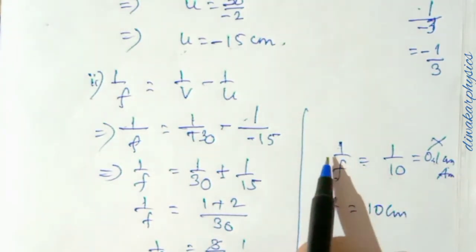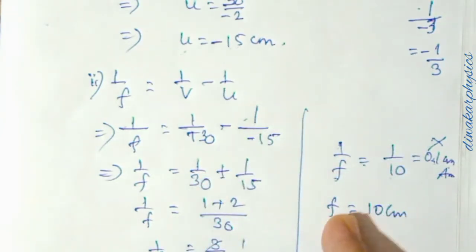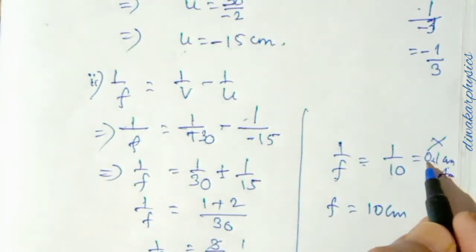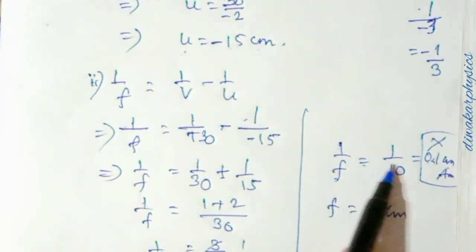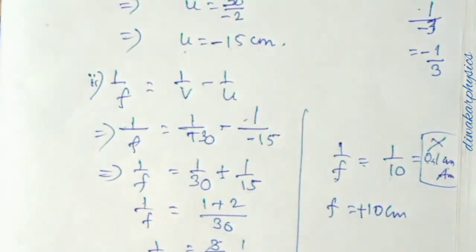So you have to be careful that you take the reciprocal while using this formula and finding f or u or v, whatever it is. This is a very common mistake. So don't take 0.1 centimeter. This is wrong. Don't forget to take the reciprocal. See here I have got positive 10. So I am correct, because a convex lens has positive focal length. Okay, so this way you can solve the first question.